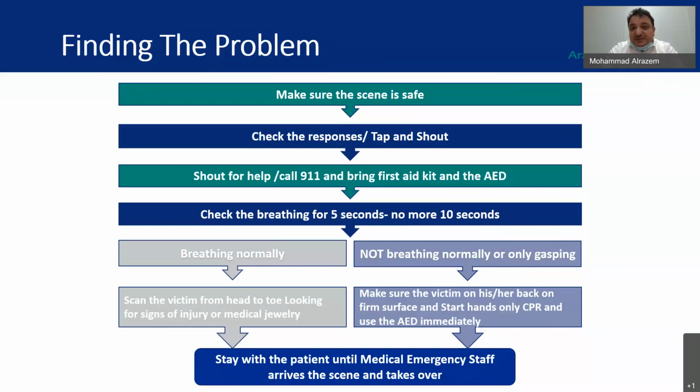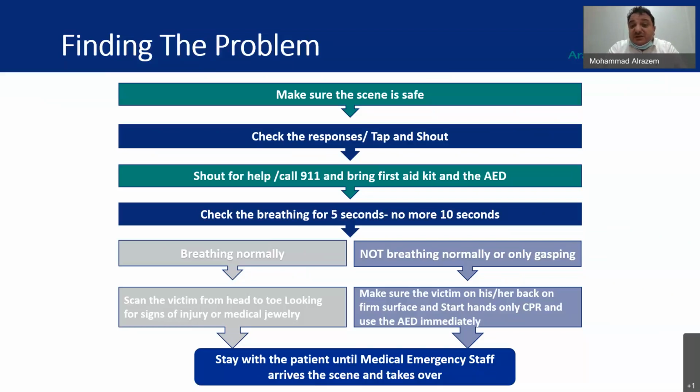Up and down symmetrically. That's why while you are watching and checking the breath, you need to scan him from neck to abdomen, abdomen to neck, for 5 seconds, but no more than 10 seconds. Trust me, guys, in real life you invest 5 to 10 seconds to see if the patient is breathing normally or not.